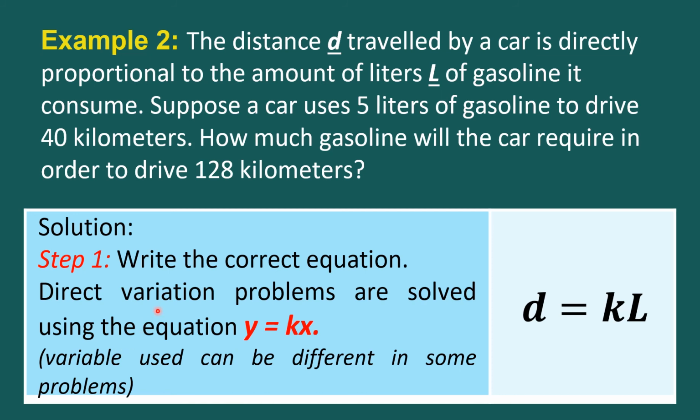Step 1. Write the correct equation. Remember, direct variation problems are solved using the equation y equals kx. This is a variation problem since we have here keywords such as directly proportional. But notice that we are going to use a different variable in this problem. So since d is directly proportional to the amount of liters L of gasoline, we are going to have d equals kL as our variation equation.